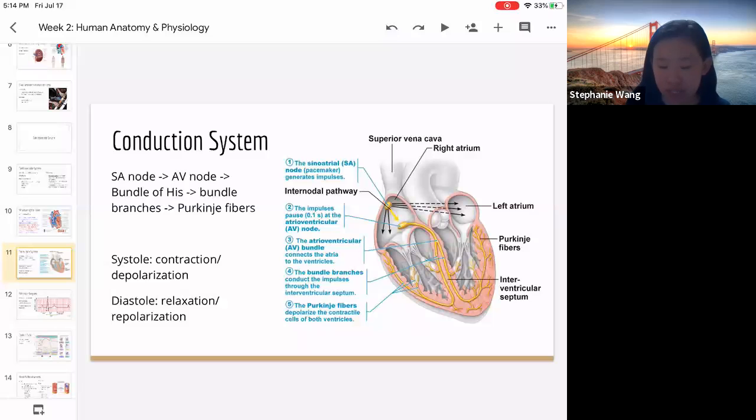The reason is that the AV node doesn't want the heart to be beating in an irregular pattern. This may be kind of confusing to you, but basically just remember the reason why it delays it is because it doesn't want the heart to be beating irregularly.